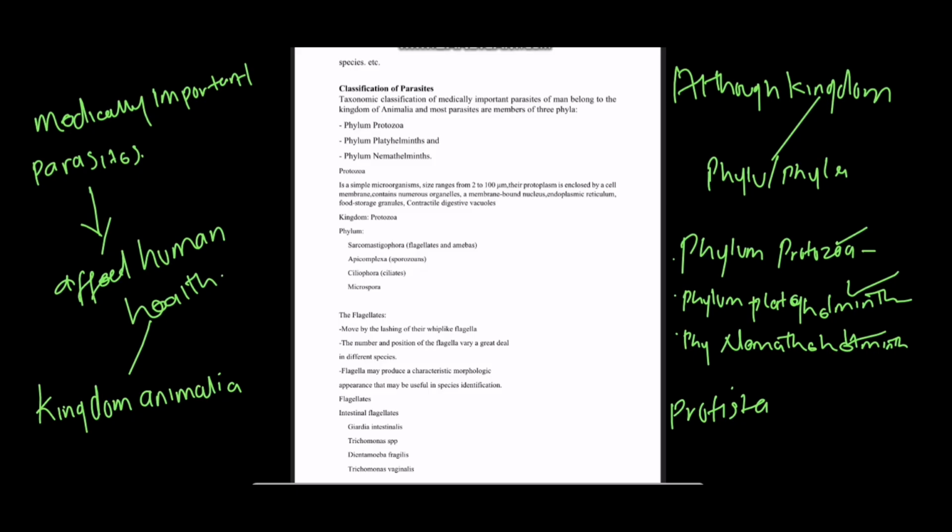So, in essence, the medically important parasites, that is, the parasites which affect human health, belong to the kingdom Animalia. Although the kingdom Animalia has many phyla, the medically important parasitic worms belong to the phylum Protozoa, the phylum Platyhelminth, and the phylum Nematohelminth, that is, the single cell organisms, the flatworms, and the roundworms. Alright, now let's pick each phylum one after the other and discuss it.